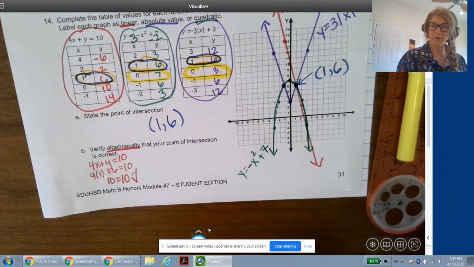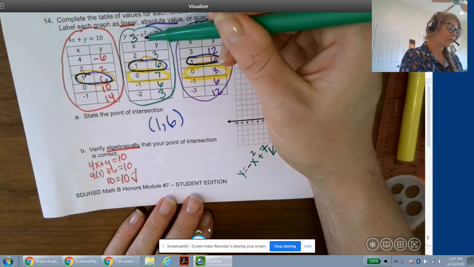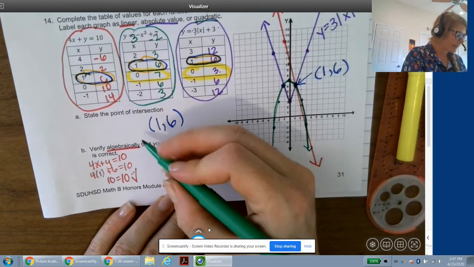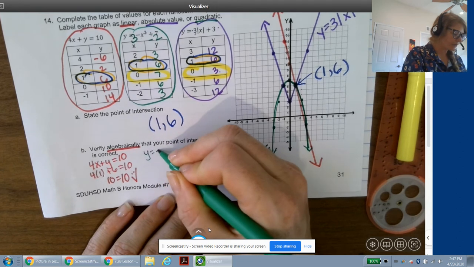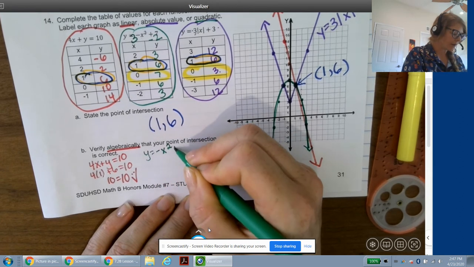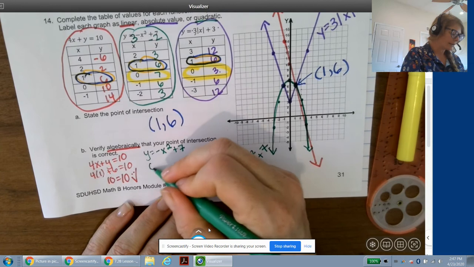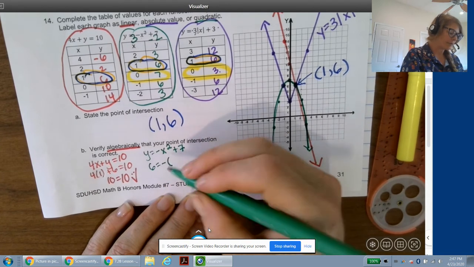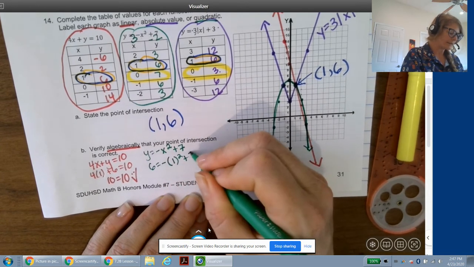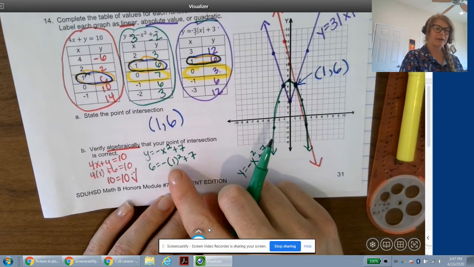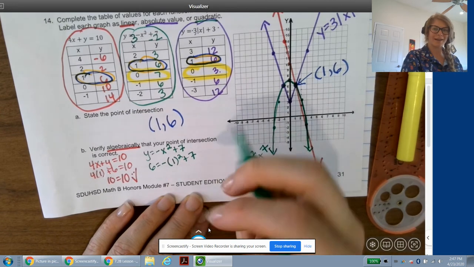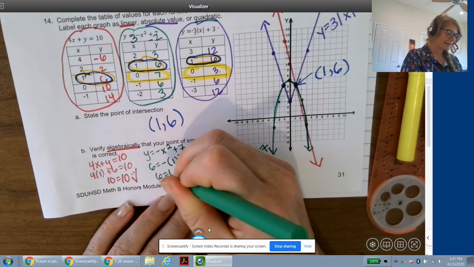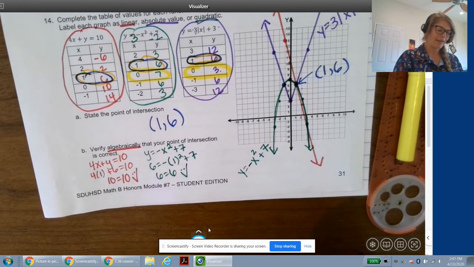Let's take a look at our parabola, our quadratic function. Remember, parabolas and quadratic functions have an x squared in them. So we have y equals negative x being squared, all plus 7. 6 equals negative, here's my parentheses, 1 being squared, all plus 7. Well, 1 squared is 1, the opposite of 1 is negative 1, and negative 1 plus 7 is 6. 6 equals 6, woohoo! That point also lies on our parabola.